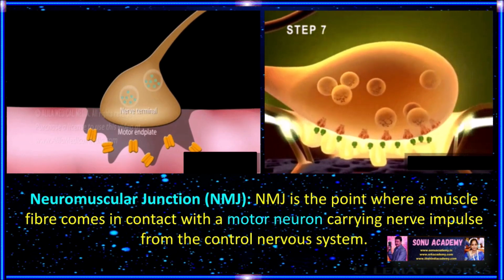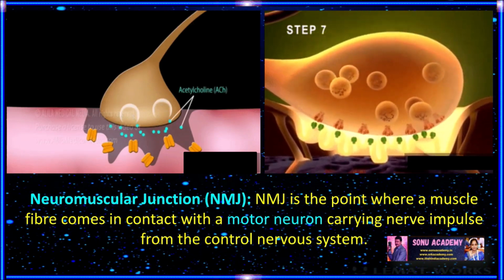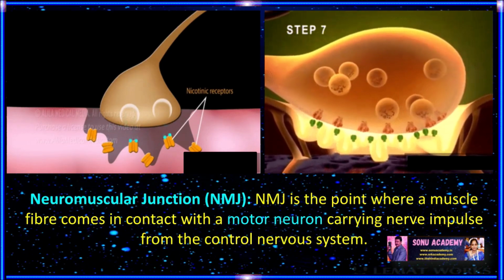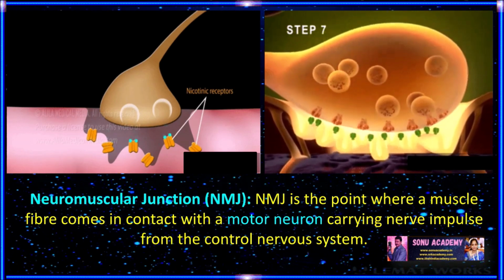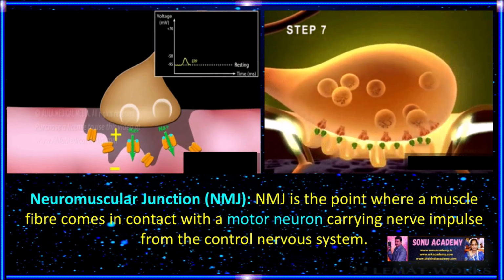Children, let us see what is neuromuscular junction. NMJ, or neuromuscular junction, is a point where a muscle fiber comes in contact with a motor neuron carrying nerve impulses from the central nervous system.